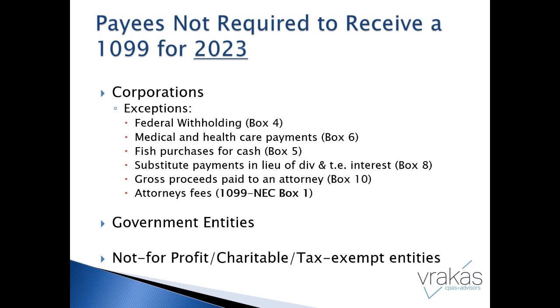Government entities do not receive 1099s, and tax-exempt organizations do not receive them, but they would still issue them. So you would have potentially not-for-profit organizations issuing 1099s for services, but you would not issue a 1099 to a United Way for services or anything like that.